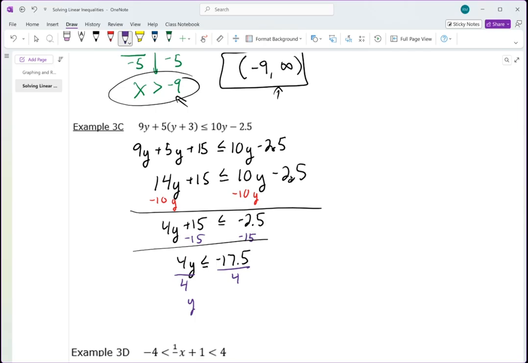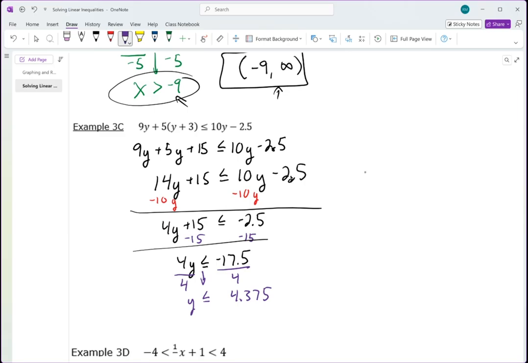17.5 divided by 4, that's going to be negative 4.375. You will notice I did not change the sign. Even though this is a negative answer here, I only divided both sides by a positive number. So the sign did not change.